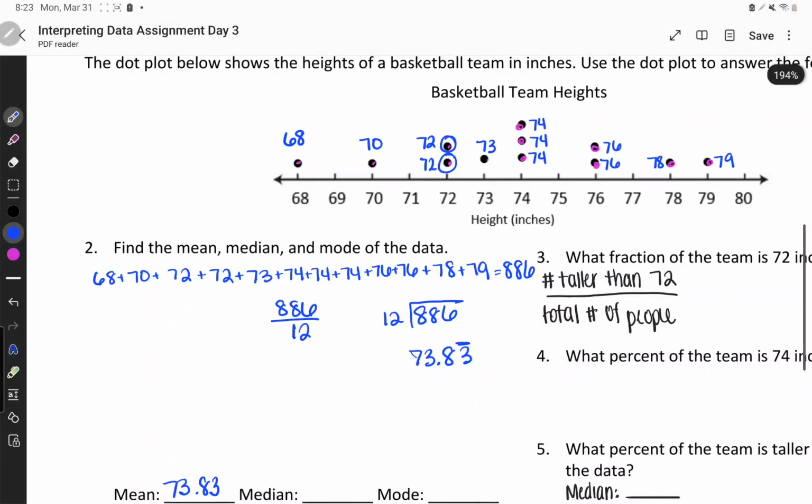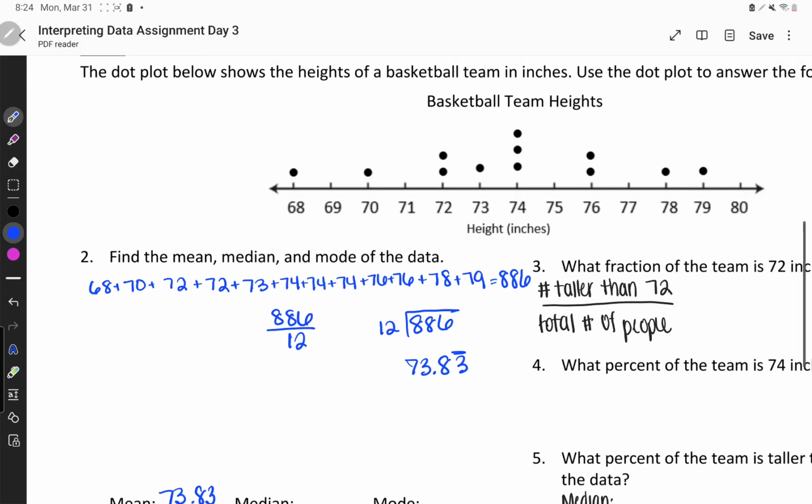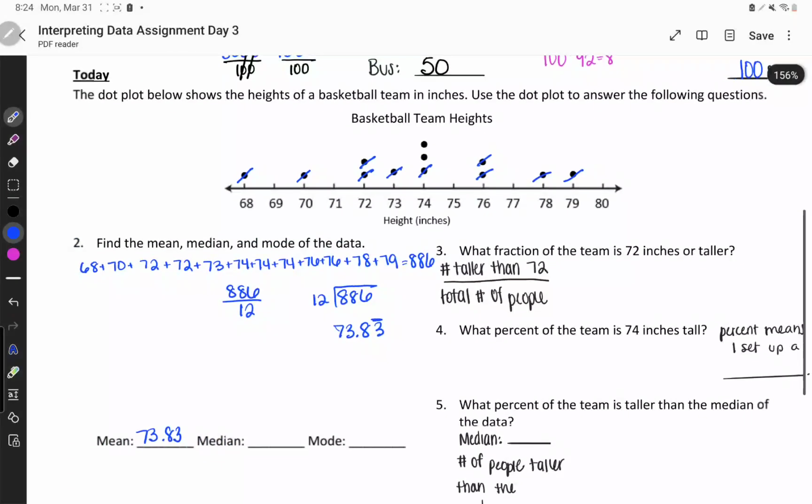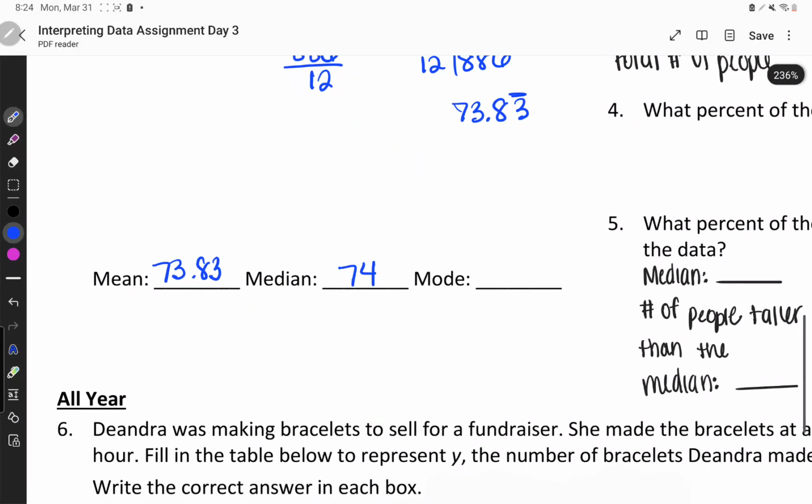And remember, for our median, we go through and we cross off. You don't have to erase all of this, but I'm going to help you. We cross off the biggest number and then the smallest number, and then the biggest number and then the smallest number. So I want you to do that, and I want you to find your median. Okay, so we have 68 and then 79, 70, then 78, 72, then 76, 72, then 76, 73, then 74, and then I'm left with two 74s, which means my median is a 74.